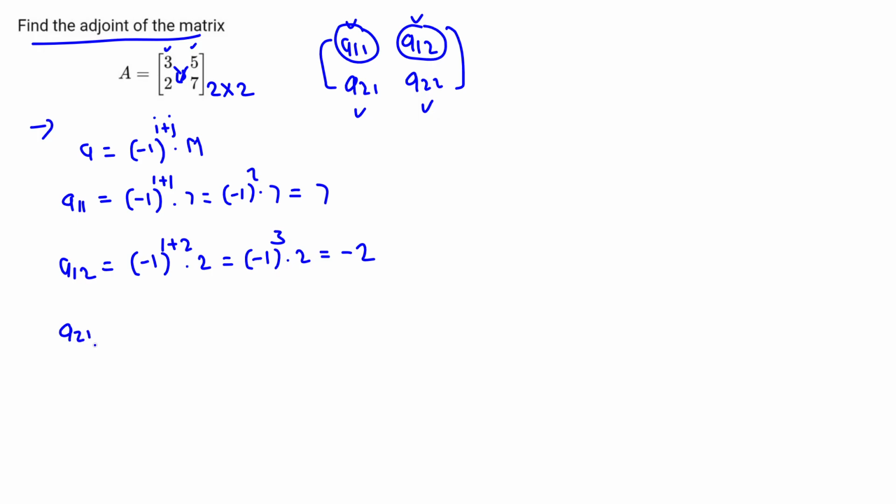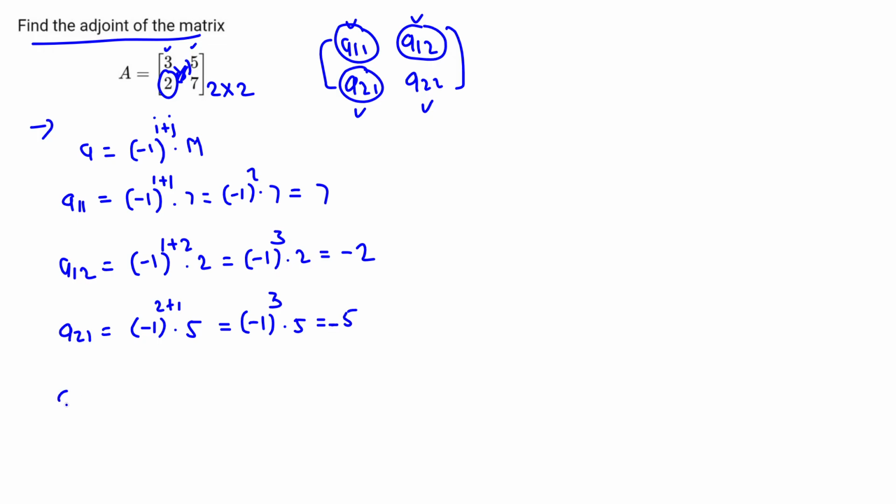Now I am finding the value of the third cofactor, A21. In the problem it is 2. Again putting it in the same formula: minus 1 raised to 2 plus 1, where i is 2 and j is 1, into the opposite point of 2, which is 5. So minus 1 raised to 3 is again minus 1, and minus 1 into 5 will be minus 5.